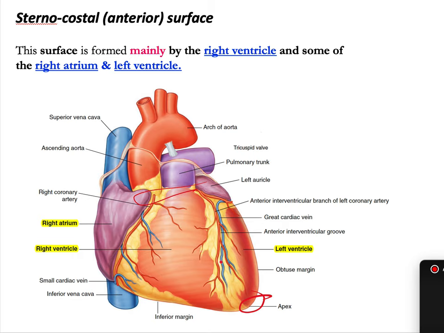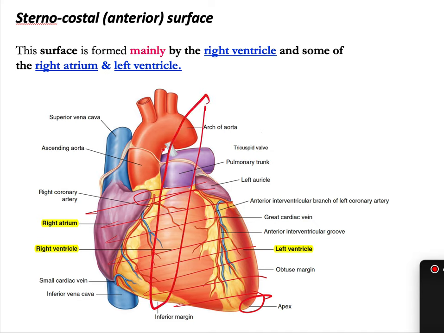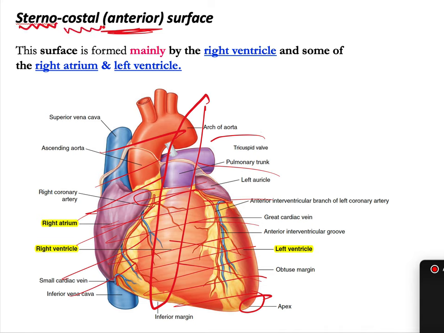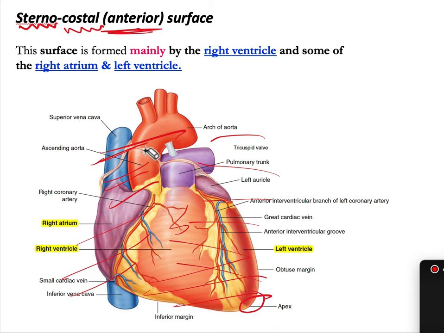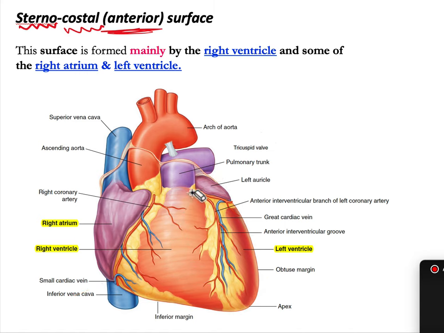Let us now talk about the anterior surface. This is the anterior surface of the heart. That's located against the sternum and ribs, right? So the anterior surface is known as sternocostal, because it's against the sternum and costal, I mean ribs and cartilage.